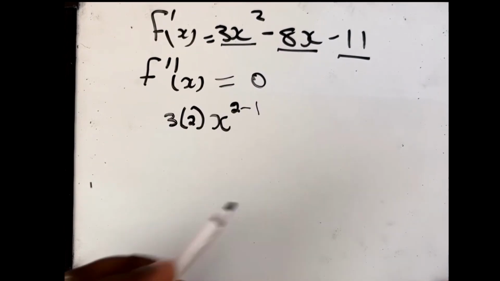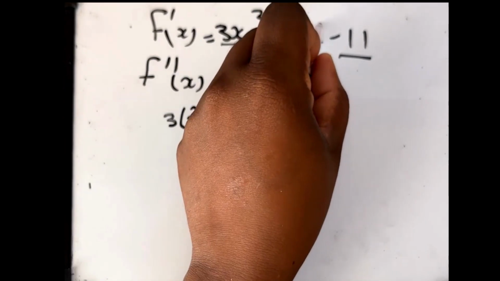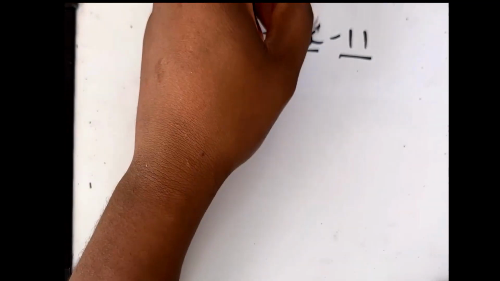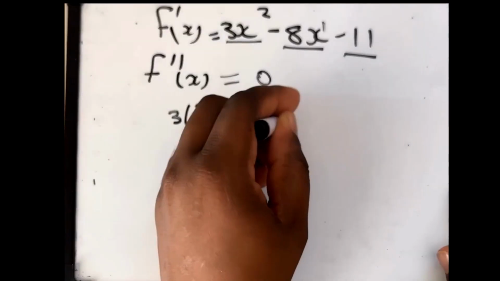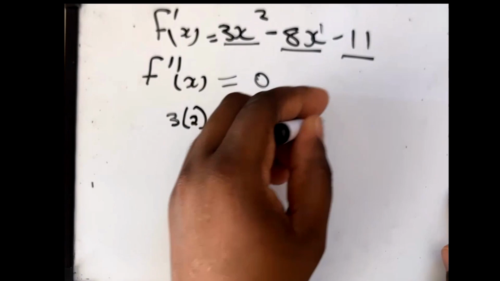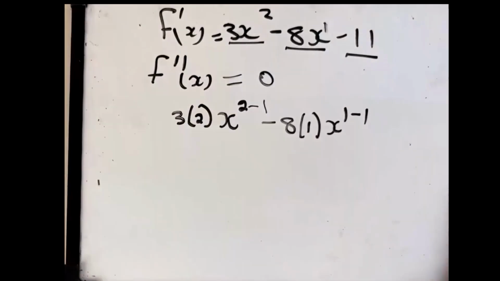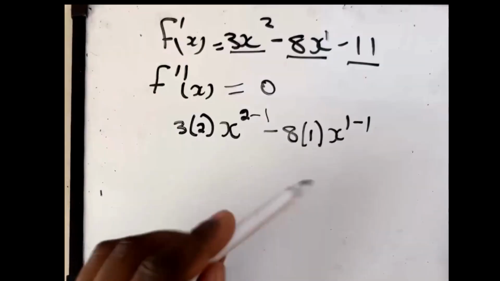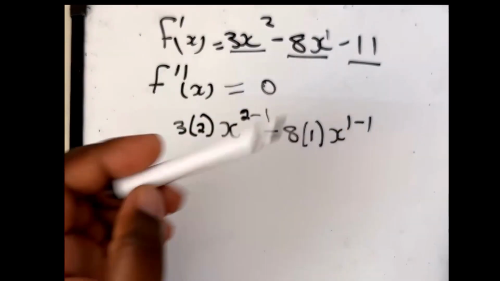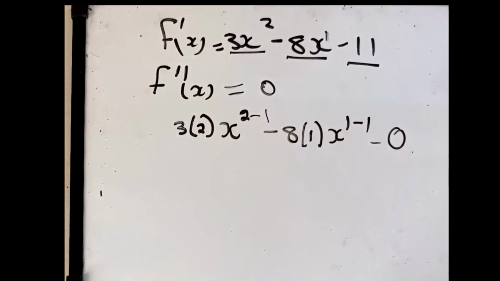Then we go to the second part, which is minus 8. If there is nothing written on the exponent of x, it means it's 1. Then we will have minus 8 times the exponent, which is 1. Then we rewrite x as it is, and subtract 1 from the exponent. Then the third part is just a number, which is a constant. Remember, the constant becomes 0.